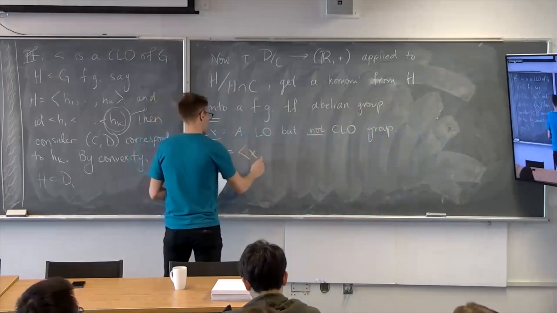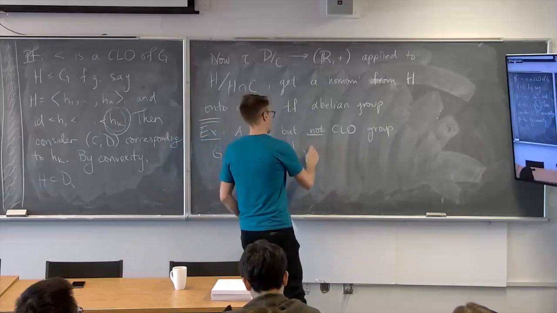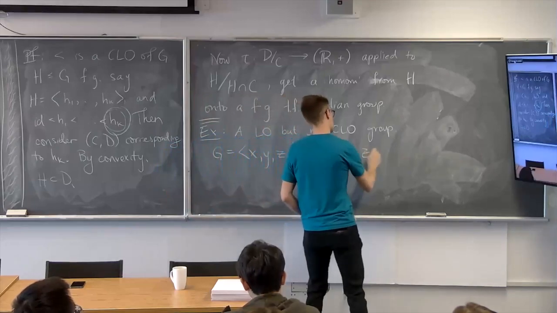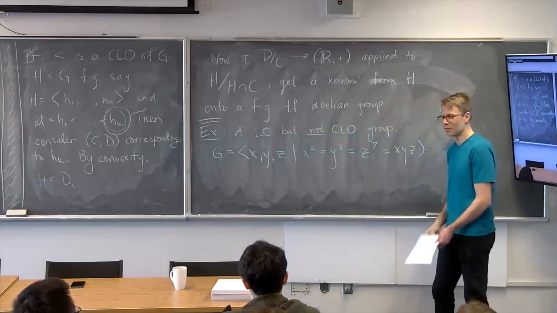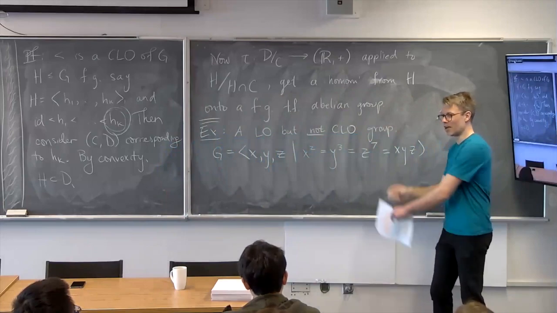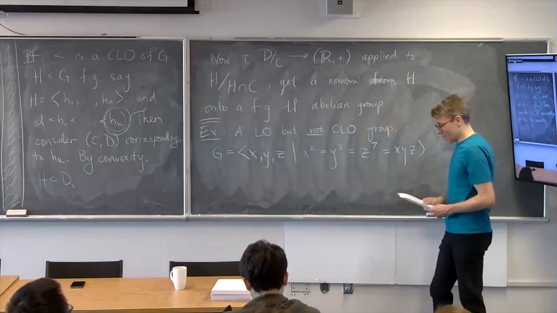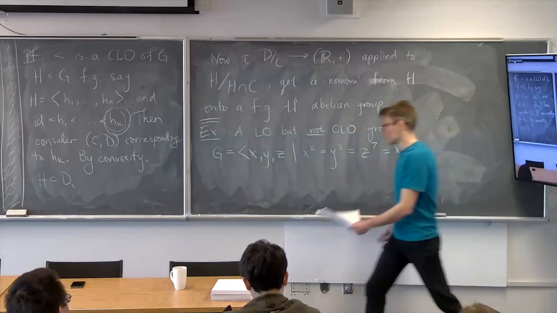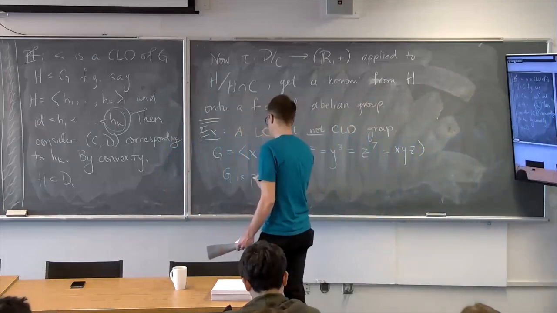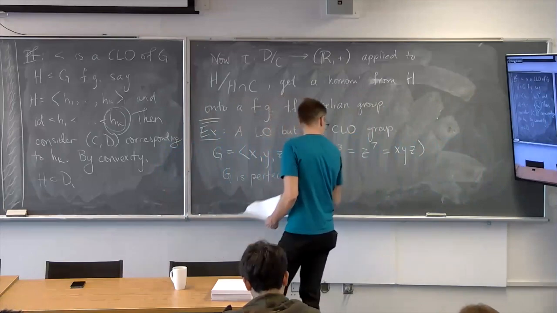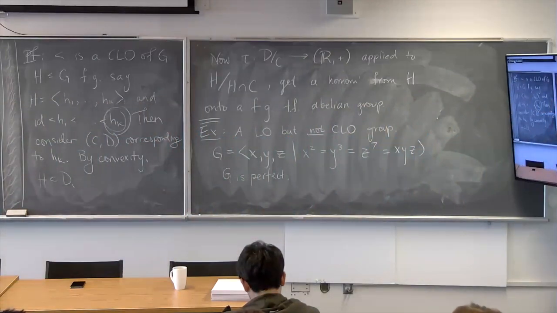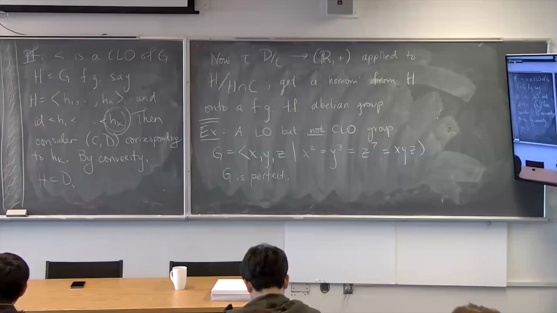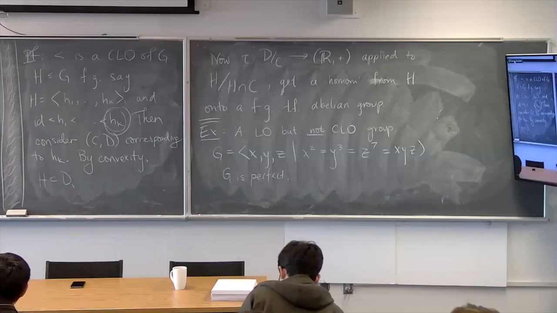Just take G to be this: X, Y, Z, with X squared equals Y cubed equals Z to the 7 equals XYZ. And a lot of people probably recognize that group, but I'll just say it's a group. And you can verify just from the relations that this group is perfect, so it has trivial abelianization. And you can also verify that this group acts on R effectively, so that you can give it a left ordering.